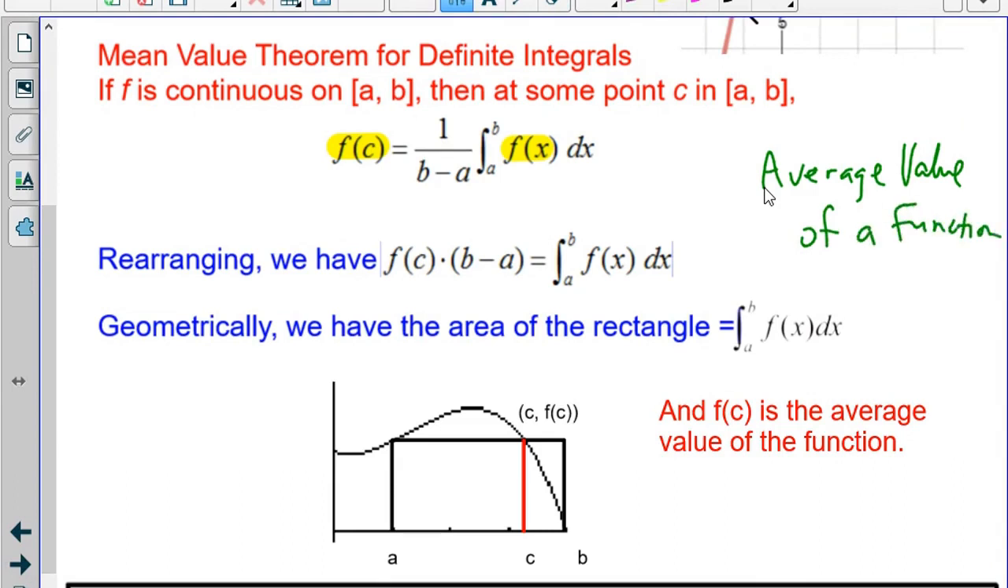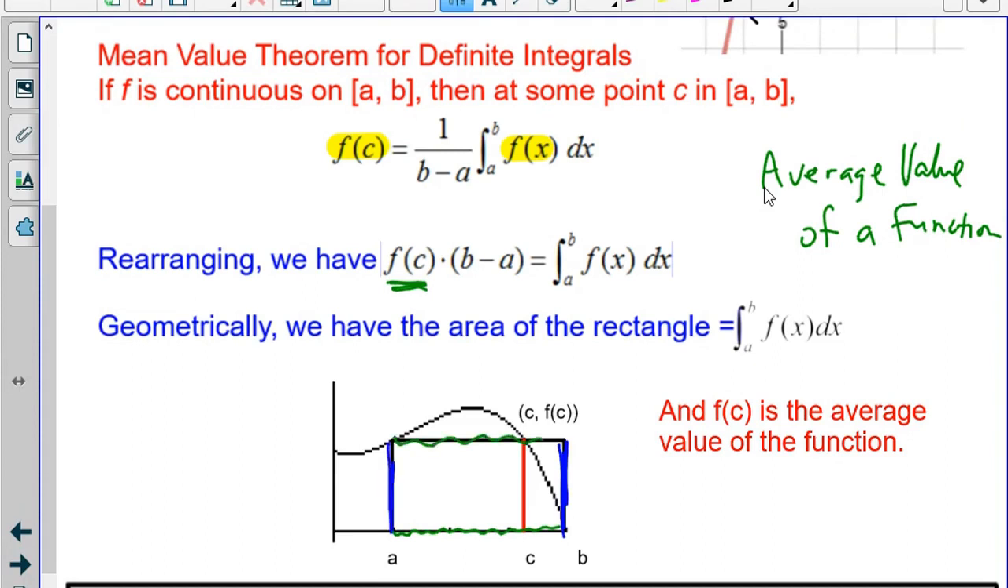So this is the average value of a function. We do a little rearranging by multiplying by b minus a. What we essentially have is we're finding the area of some rectangle, f of c times b minus a. If we look at this, b minus a is going to be the distance on the x-axis of something, and f of c is the height. So we have base times height of this rectangle.